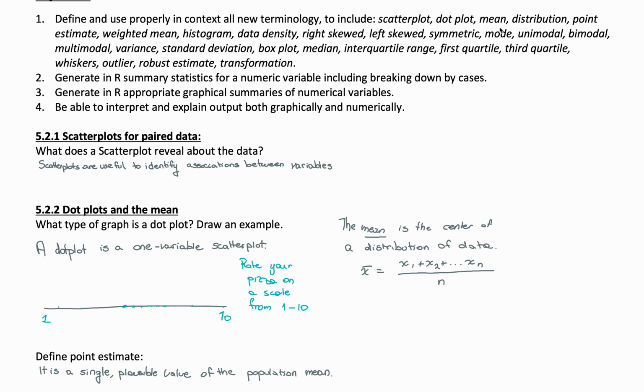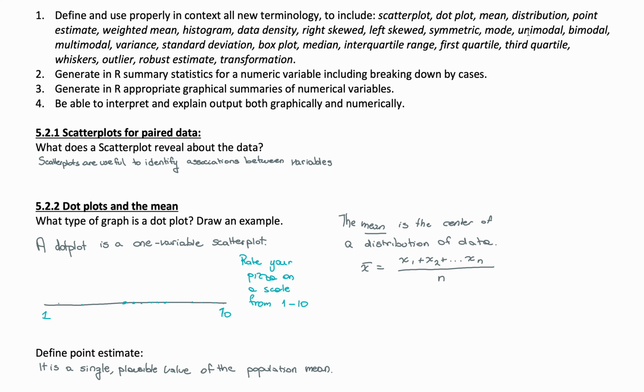Now, what is the mean? The mean is the center of the distribution of data and is commonly referred to as the average as well. And it is calculated as the sum of the observations divided by the total number of observations.